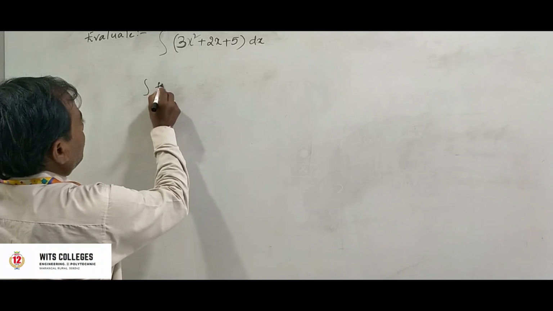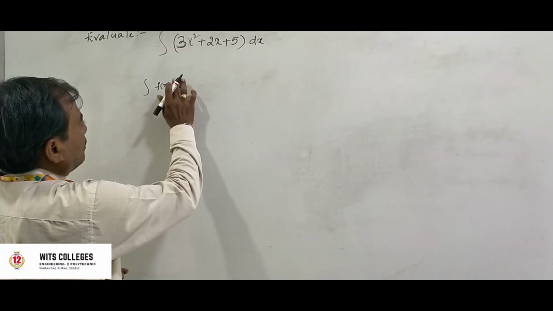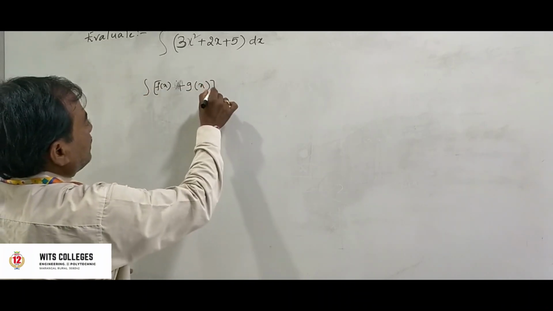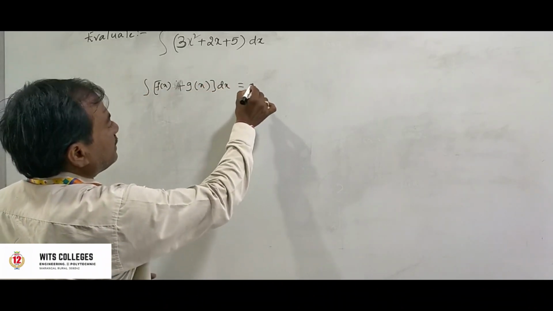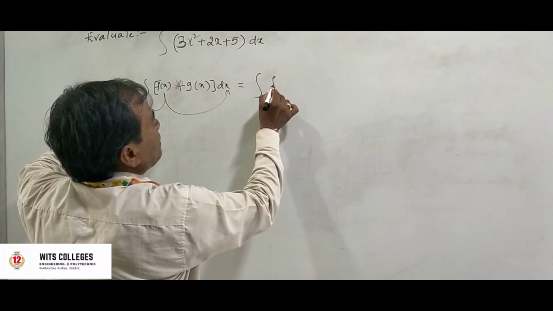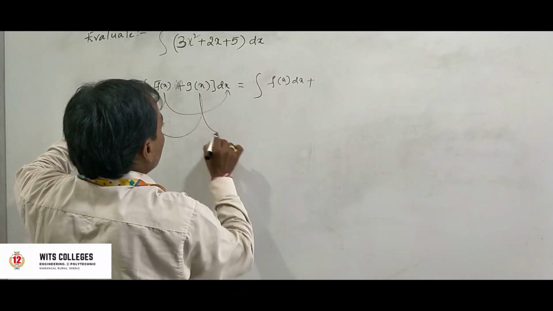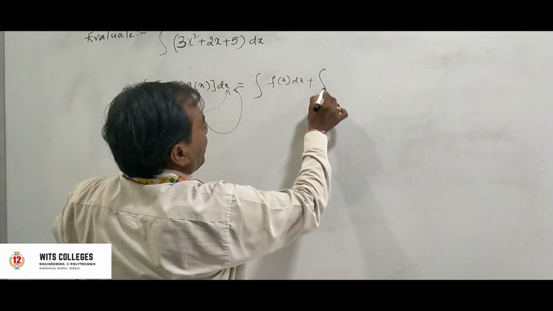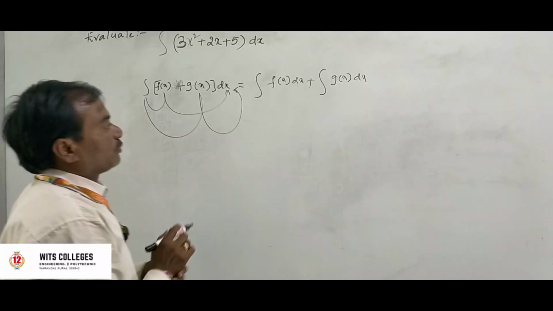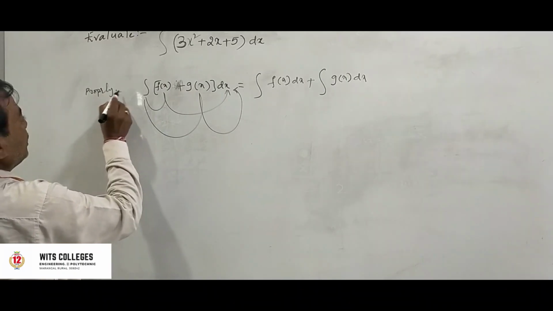Integral of f of x plus g of x dx. We have to write this as integral f of x dx plus integral g of x dx. So this is the first property.